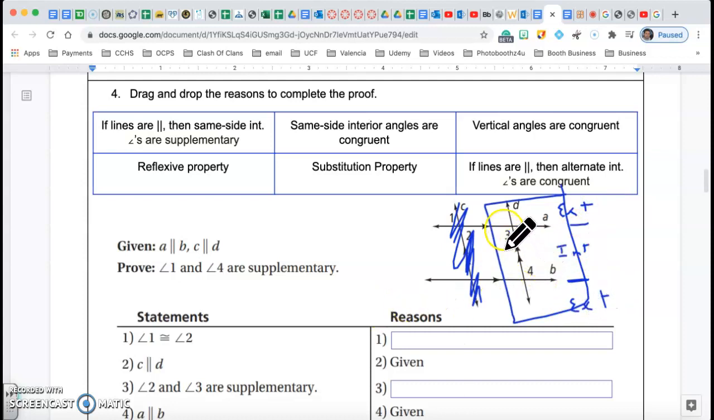So in this case, angle 3 and angle 4 are interior. And because they're on different sides of the transversal, they're called alternate interior. So let's see if there's anything with alternate interior. Here we go. If lines are parallel, when you have 2 lines like this, one next to each other, parallel lines, then alternate interior angles are congruent. Okay, so these are congruent, and that's my reason number 5.